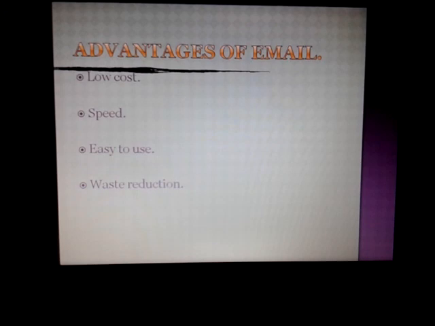Waste reduction. There is no need for paper. There is no need of a pen for writing a mail, for typing a mail. In this way, you can save. When you don't write on paper, you can save the trees. So this makes the electronic mail environment friendly.